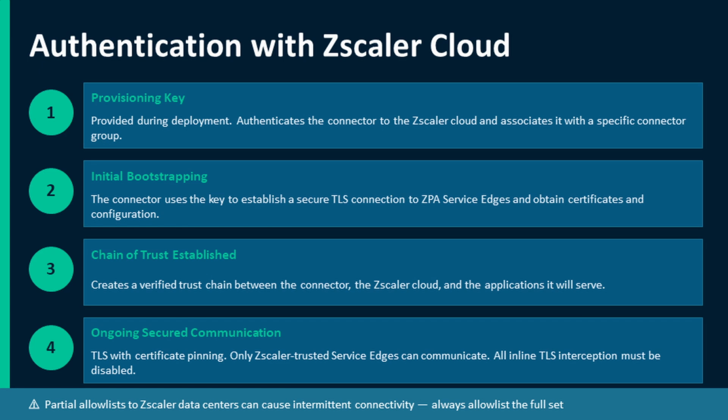A critical warning here: always allow list the full set of Zscaler data centers in your firewall. Partial allow lists lead to intermittent, hard-to-debug connectivity failures.